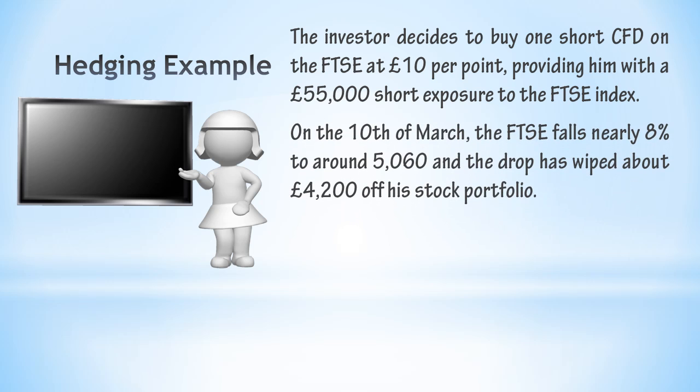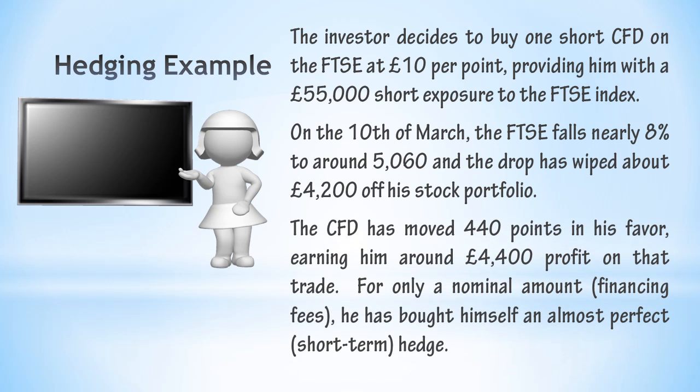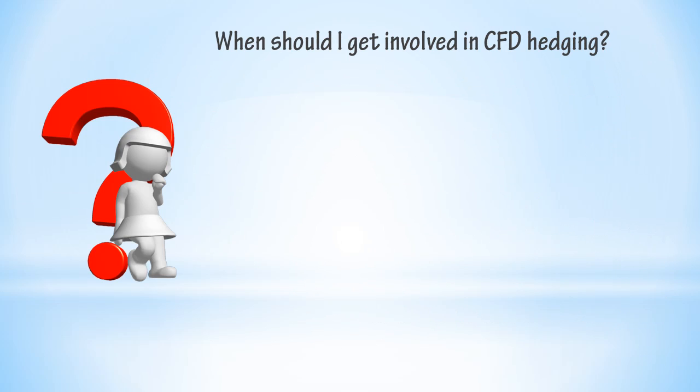On the 10th of March, the FTSE falls nearly 8% to around 5,060, and the drop has wiped about £4,200 off of his stock portfolio. The CFD has moved 440 points in his favor and has earned him around £4,400 profit on that trade. For a nominal amount, he has bought himself an almost perfect short-term hedge.